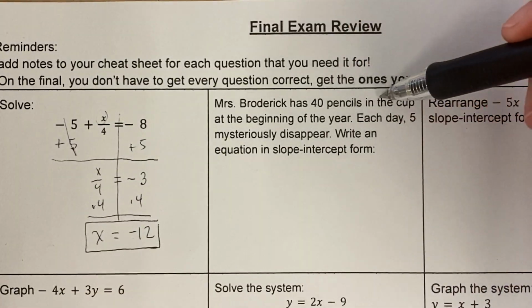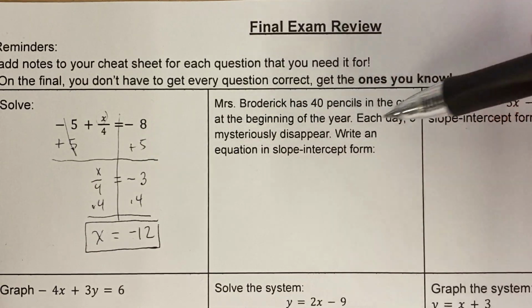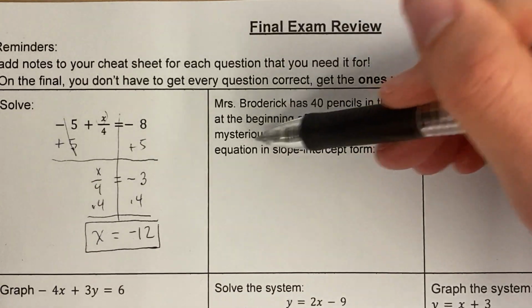Miss Broderick has 40 pencils in the cup at the beginning of the year. Each day, 5 mysteriously disappear. Like, where are they going? Are you eating them? Write an equation in slope-intercept form.